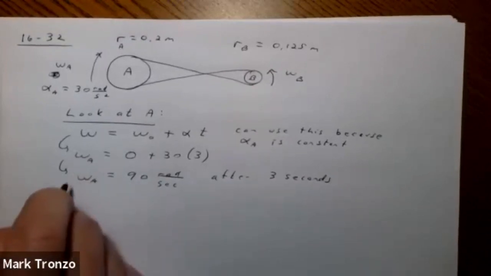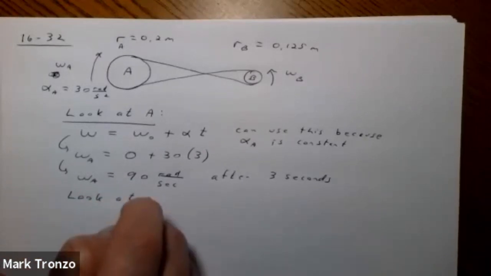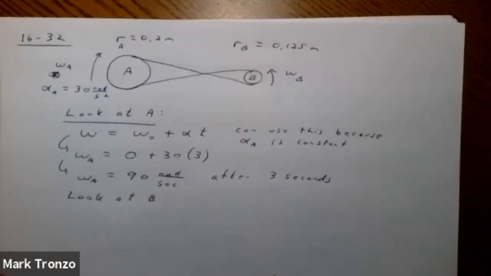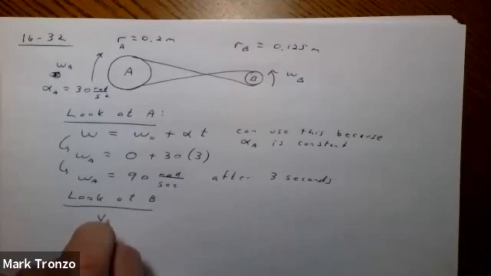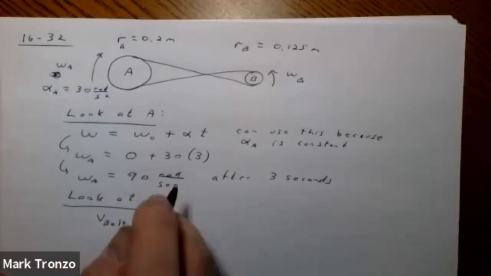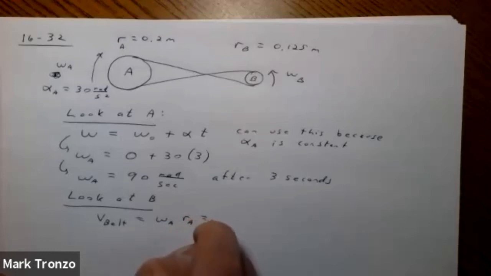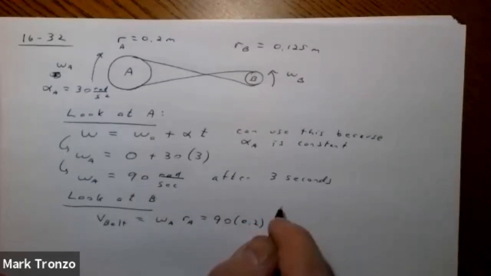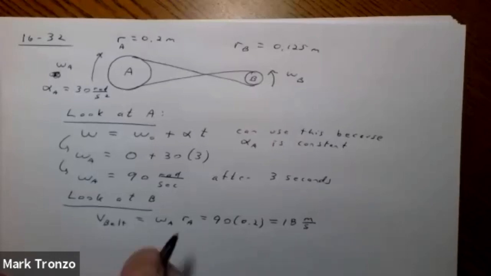And then, so for B, again, there's a couple ways you could do this. You could say, the belt velocity, maybe you want to do that first. So the velocity of the belt, we can get that from A. That's going to be our omega A times our radius of A, which is our 90 times 0.2. And that's going to be 18. What are we in? Meters per second. So that's going to be the velocity of the belt.